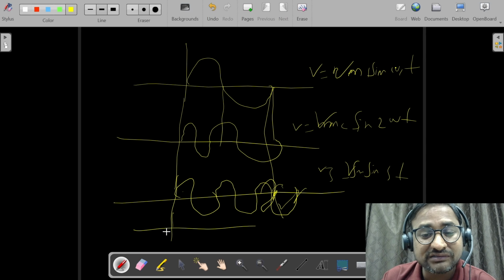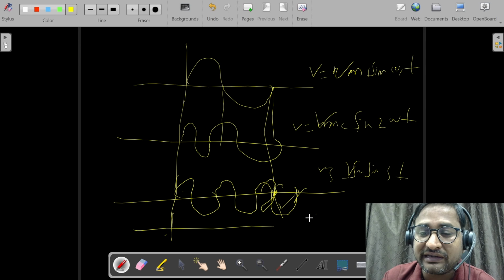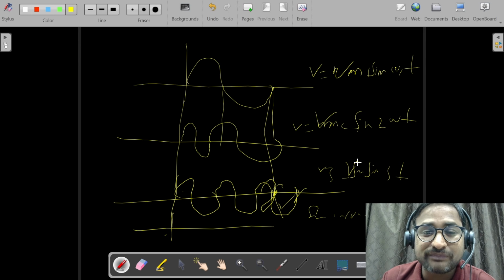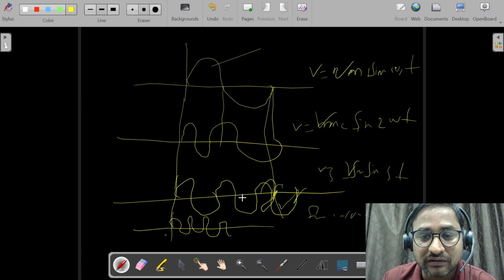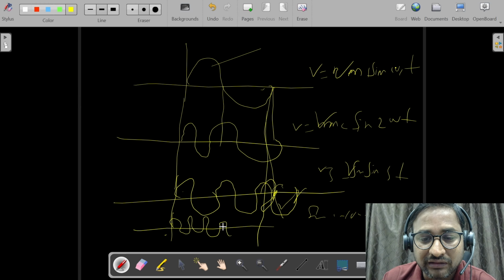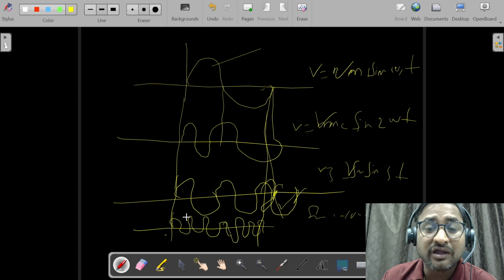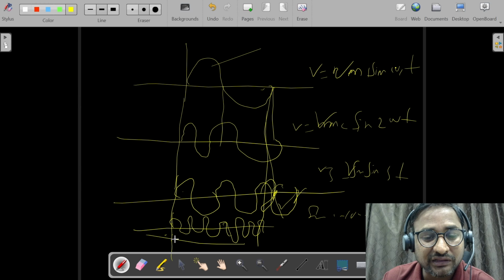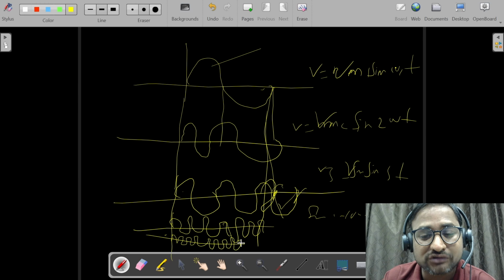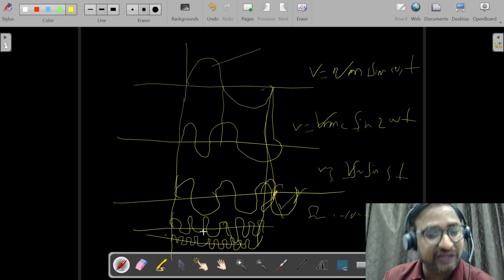For example, if there is sine 10 omega t with respect to the fundamental, in one cycle there will be 10 small sine signals. If I take sine 24 omega t, in this way there are small signals, and in one cycle of the fundamental signal there will be 24 cycles of voltage signals.